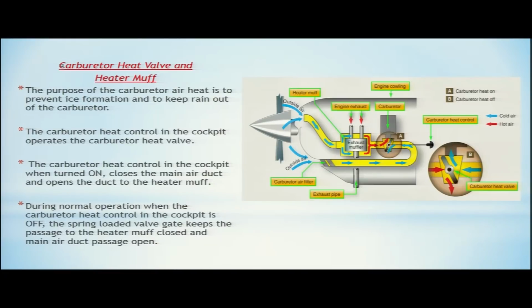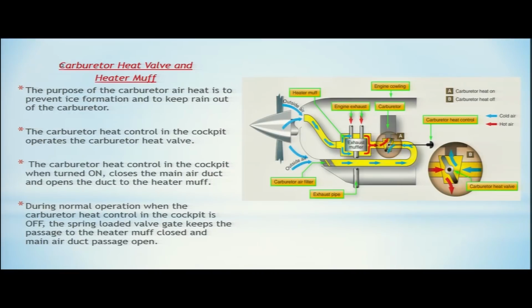So now the cold air is not going to the carburetor. This is your carburetor here. In the normal case, air is coming through this inlet, going through this duct, and through this carburetor heat valve, it goes to the carburetor. But when the carburetor heat control is operated from the cockpit, this valve will obstruct the path of the cold air. So the cold air is stopped here, it does not go to the carburetor, it is going overboard.